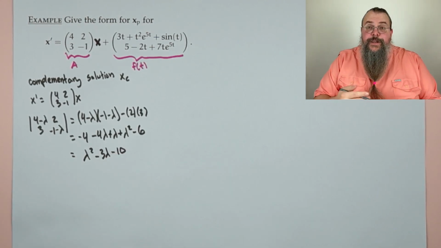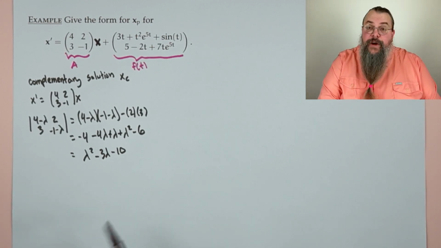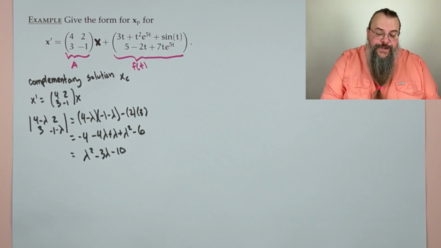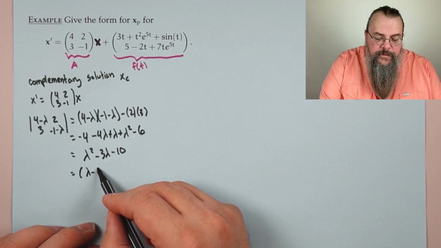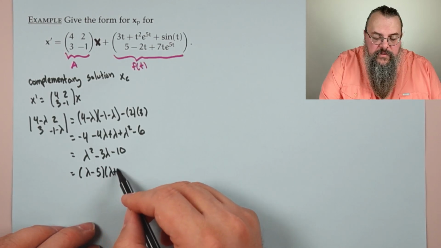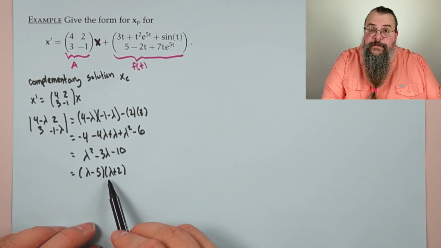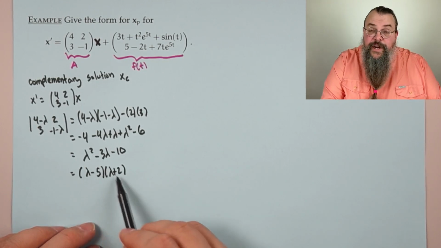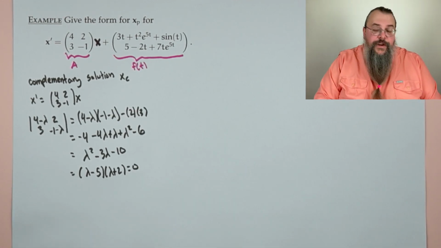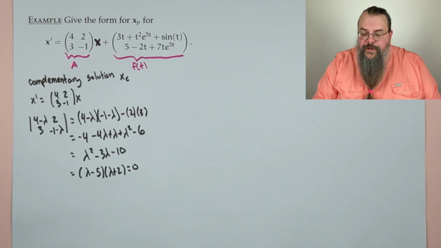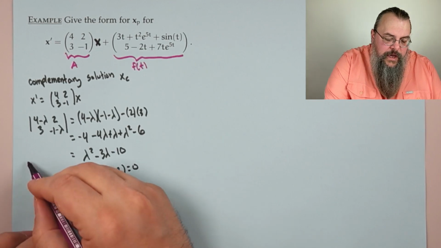All right, so taking the determinant of A minus lambda I gets us to lambda squared minus 3 lambda minus 10. Good news, it factors. It factors as lambda minus 5, lambda plus 2. And you can check: lambda squared, then 2 lambda minus 5 lambda, minus 3 lambda, and minus 10. So our eigenvalues are 5 and negative 2. Nice.